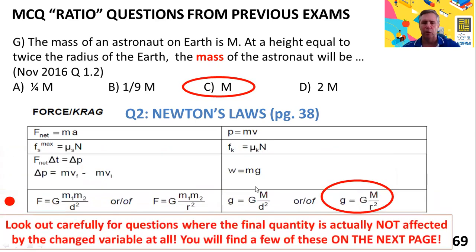Now again, please note my warning at the bottom of page 67. Look out carefully for questions where the final quantity is actually not affected by the changed variable at all. In this case, mass is not affected by distance from the Earth. And again, please heed that warning. This is another example of that type of question.